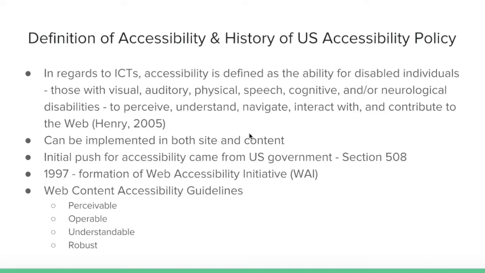The initial push for web accessibility came from the United States government with Section 508, which mandates that the government, federal contractors, and programs receiving federal funding must provide accessible electronic documents. In 1997, the World Wide Web Consortium formed the Web Accessibility Initiative, which has worked with various organizations around the world to create and maintain the Web Content Accessibility Guidelines, which are considered the international standard for web accessibility.